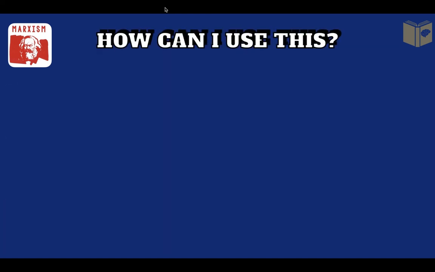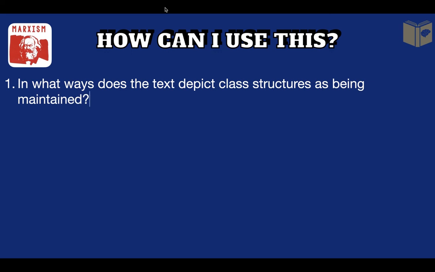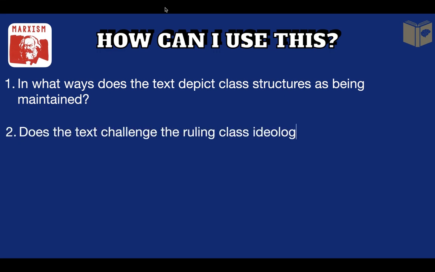So I've just got a couple of extra questions you can use when reading any cultural text within your Marxist analysis. So in what ways does the text depict class structures as being maintained? Do you see examples of hegemony or ISAs or RSAs? What does the base and superstructure look like? Does the text challenge the ruling class ideology, the one that we might see in the world, or does it reproduce it?